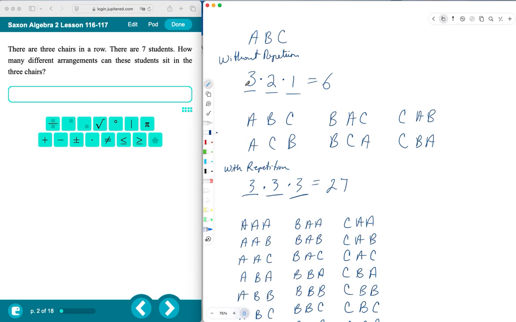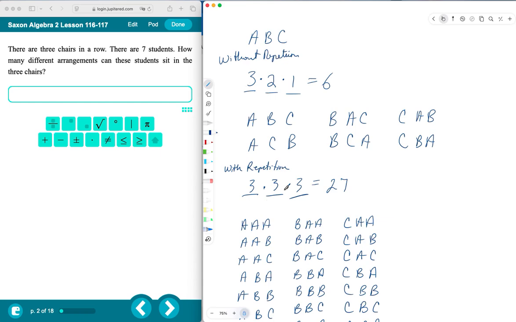If you're making a sign, however, then it is possible that you could write a letter twice on a sign. So with repetition would be a situation like that. So you're looking for those conditions, and sometimes they're going to tell you no repetition. Sometimes they're going to tell you with repetition. So when they don't tell you specifically with or without, you have to kind of read the situation.